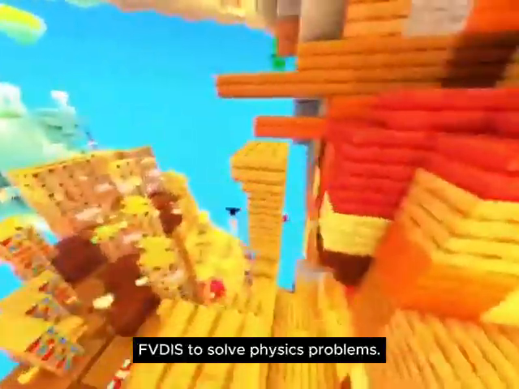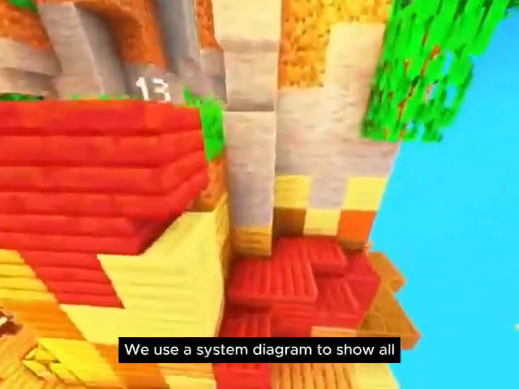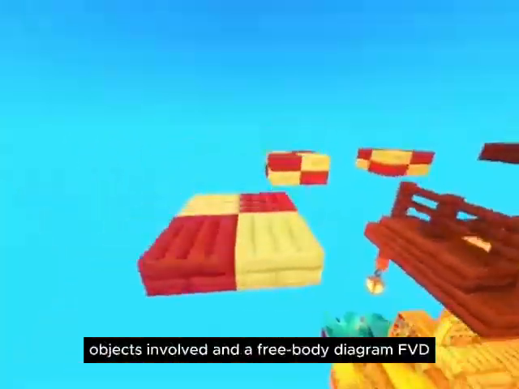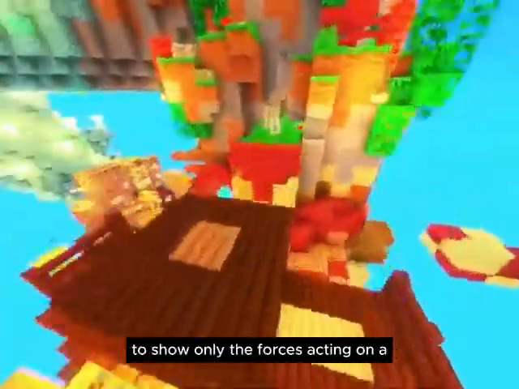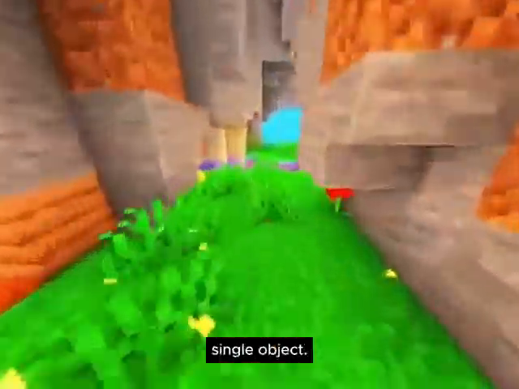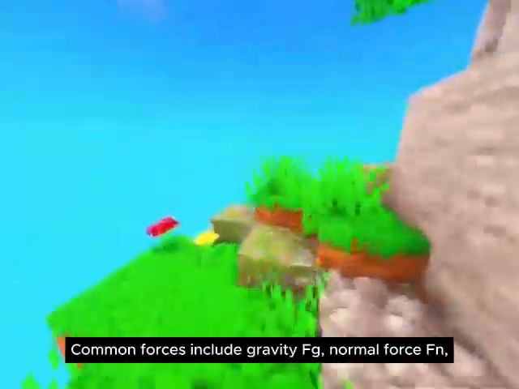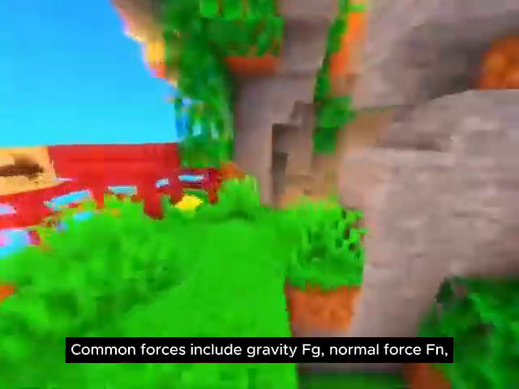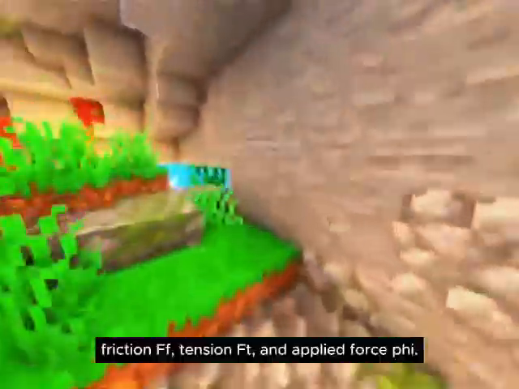Lesson 3.1, Types of Force. Visualizing forces: FBDs to solve physics problems. We use a system diagram to show all objects involved and a free body diagram, FBD, to show only the forces acting on a single object. Common forces include gravity Fg, normal force Fn, friction Ff, tension Ft, and applied force Fa.